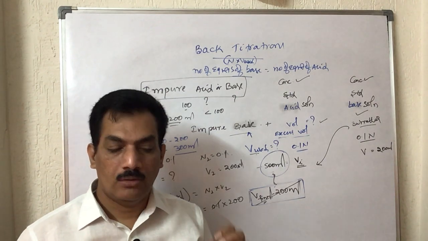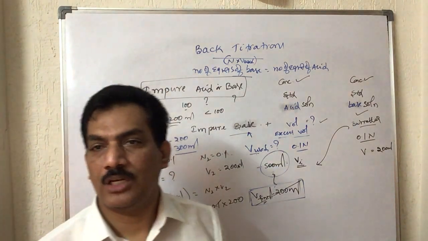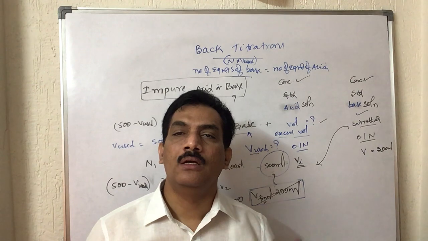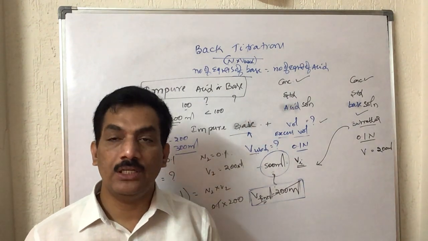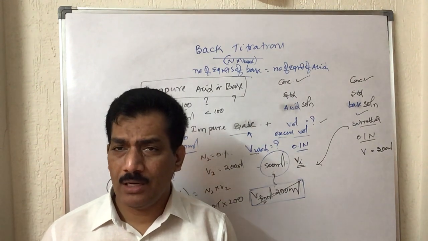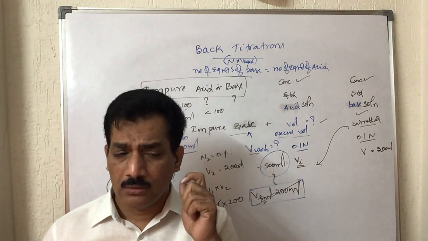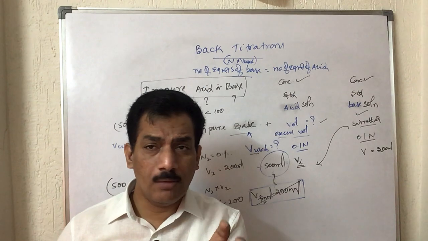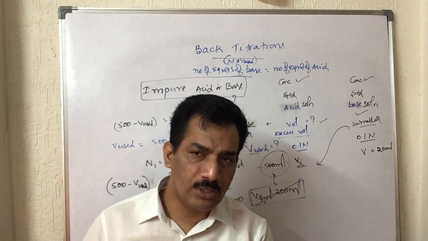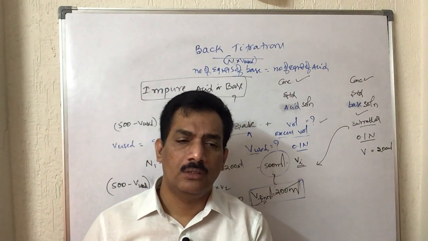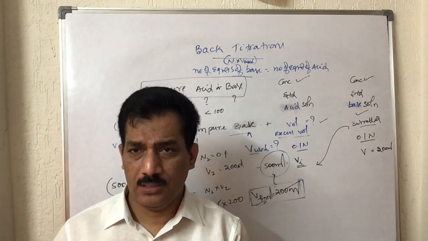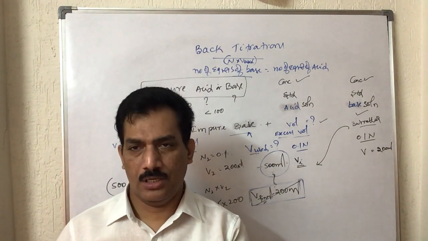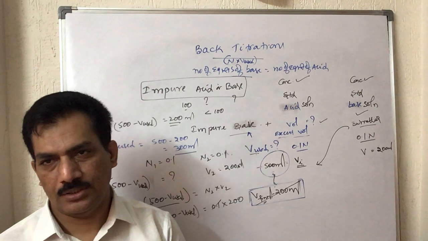Like that, when any unknown compound which is an impure acid or impure base is present, to find the percentage of that impurity or to find the amount of the acid or base present in that impure mixture, we are not aware of the amount of the acid or base present in that impure compound, because we have to find the percentage of that impurity. In such a case we use back titration.